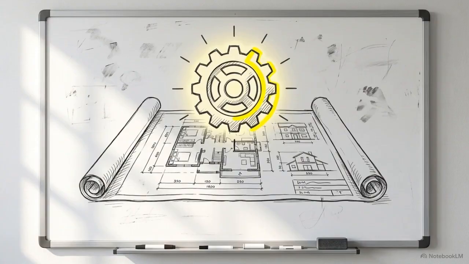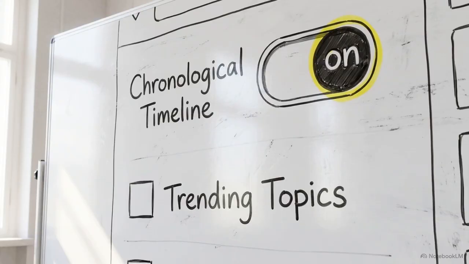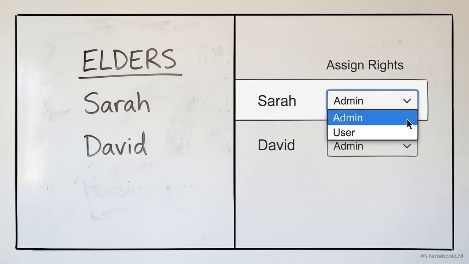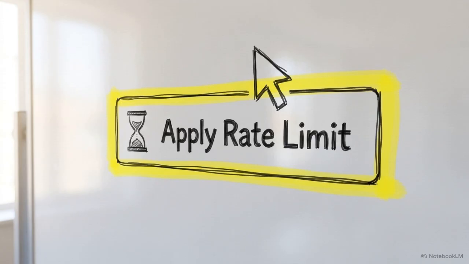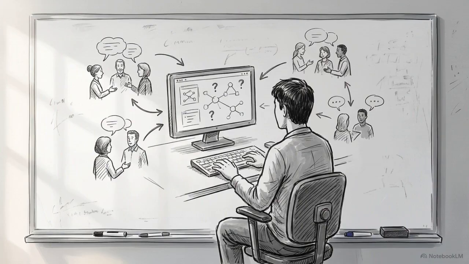In Step 3, we code your blueprint into the software. Open your server's administrator dashboard. To eliminate algorithmic friction, find the algorithmic feed toggle and switch it off. Ensure the chronological timeline is set to the on position and disable any trending topic features. Next, configure your role-based permissions exactly as you documented them on your whiteboard in Step 1. For high-traffic channels, enable slow mode. This forces a delay between messages, which encourages more thoughtful responses and discourages rapid-fire arguments.